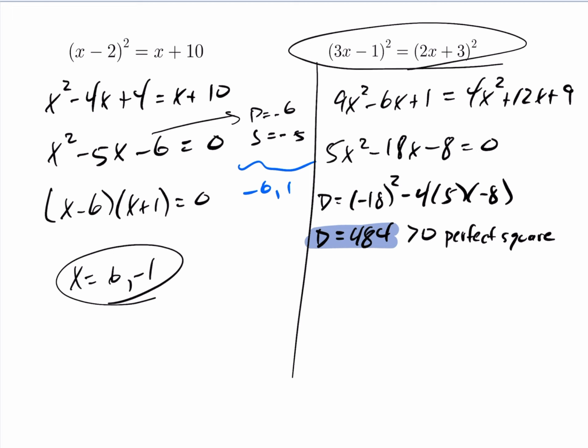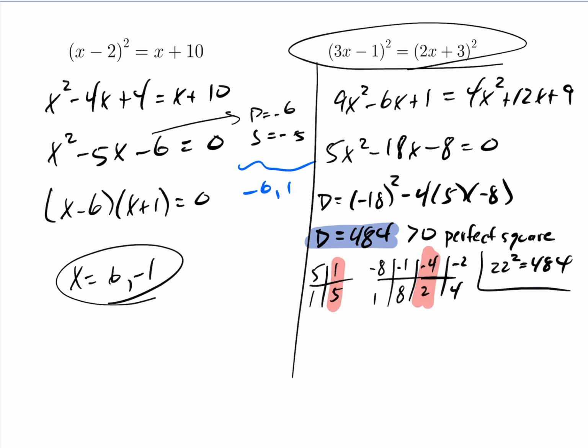That is a perfect square. You'll notice that the square root of 484 is 22. So we should be able to factor this using charting. Let's go ahead and do that here. And right away, you'll see this factors into (x - 4)(5x + 2) = 0. And we have two roots here. One is 4, the other is -2/5.